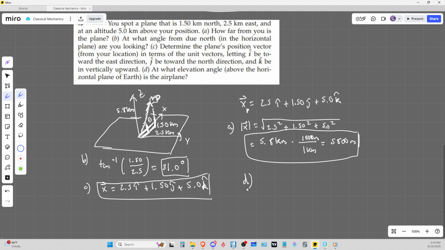So hopefully this is right. Let's see. So we have 5.8 kilometers. And so now I think we're going to have to make another vector, which is the one flat on the ground, because that's going to be our kind of our cosine there.